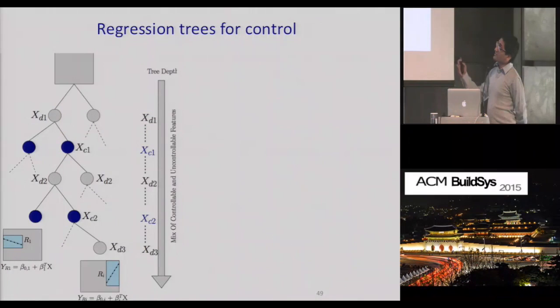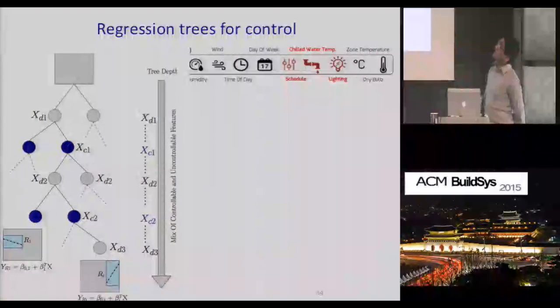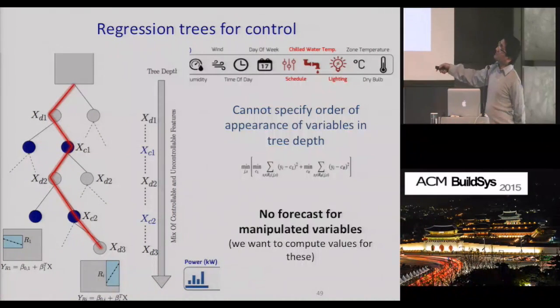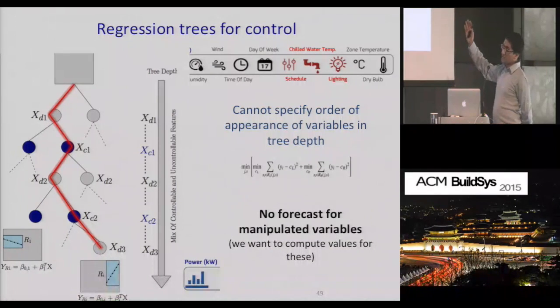So the way the regression trees work is that you start from the root, and then you filter through with different controllable and non-controllable variables to come to a leaf, which basically says that this is the linear model of the building. Taking each of these variables, we want to be able to predict the power consumption. But we can't run control on a standard regression tree because we can't specify the order of appearance of controllable and non-controllable variables. So there's no forecast for manipulatable variables, like the different knobs that we have in a building.